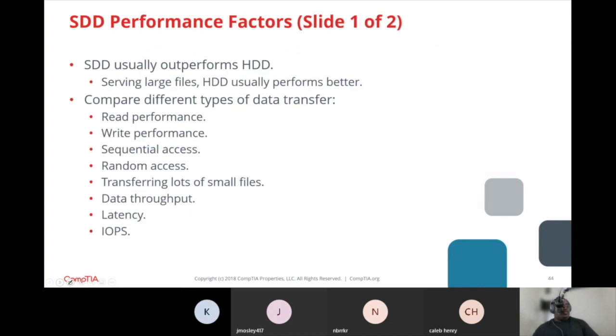SSDs usually outperform hard drives, technically by almost 600 times. SSDs are really instant on. When they first came out, it would take maybe almost 30 seconds for your computer to boot up. If you had a really good hard drive, 30 seconds was like the longest it would take. With an SSD, it booted up in like 5 or 6 seconds. It literally booted almost instantly.